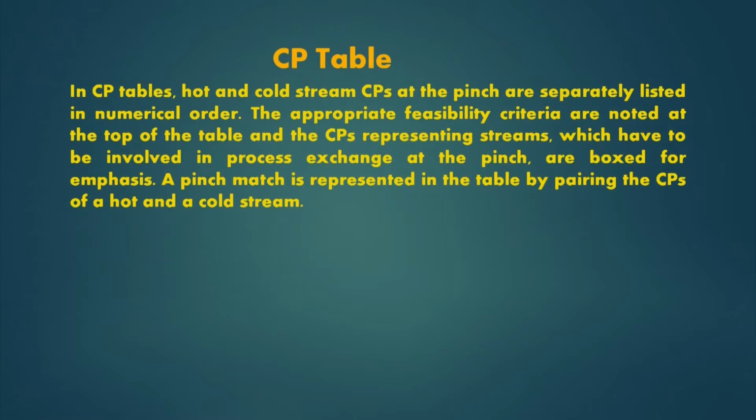In CP tables, hot and cold stream CPs at the pinch are separately listed in numerical order. The appropriate feasibility criteria are noted at the top of the table, and the CPs representing streams which have to be involved in process exchange at the pinch are boxed for emphasis. A pinch match is represented in the table by pairing the CPs of a hot and a cold stream.